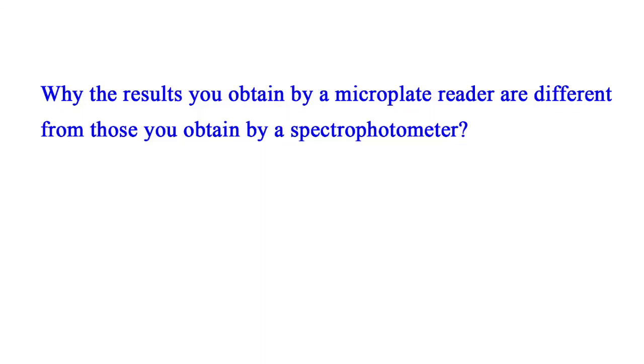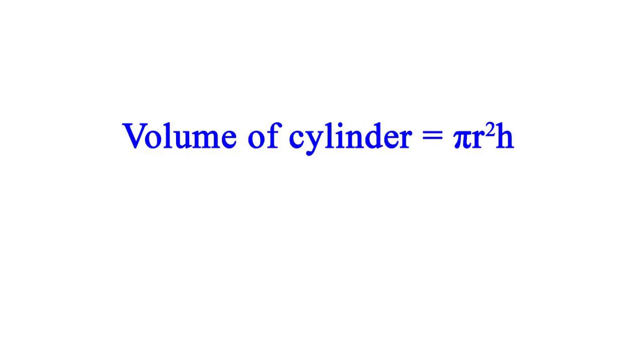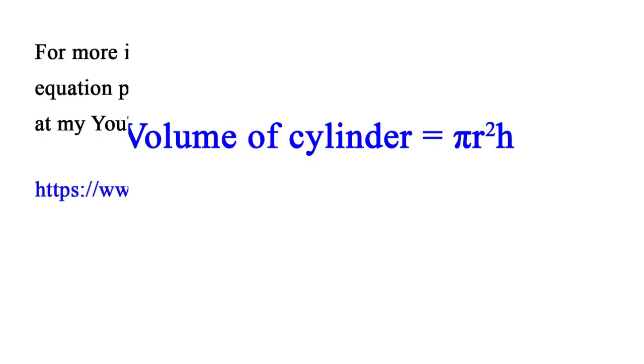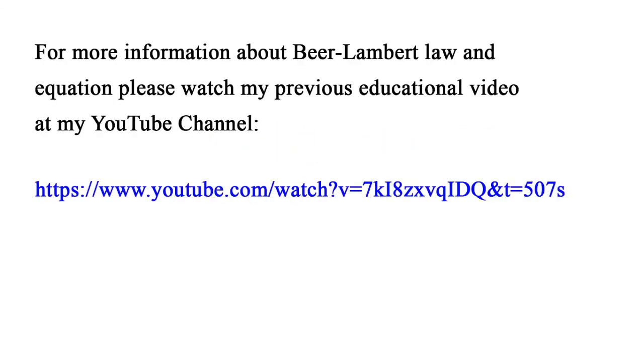Average the bottom and the top well diameter. Find the liquid height in the wells by the following equation. Volume of cylinder equals π multiplied by R squared multiplied by H, in which the volume of cylinder is the volume of the liquid in each well, π equals 3.14, R is the average of top and bottom well radii, and H is the height of the liquid in each well. For more information about the Beer-Lambert law and equation, please watch my previous educational video at my YouTube channel.